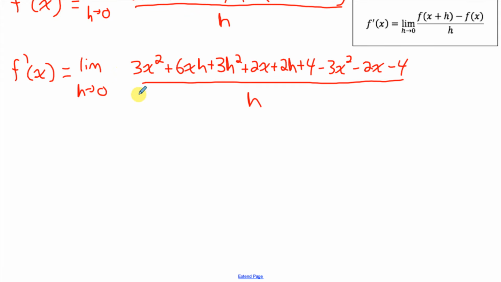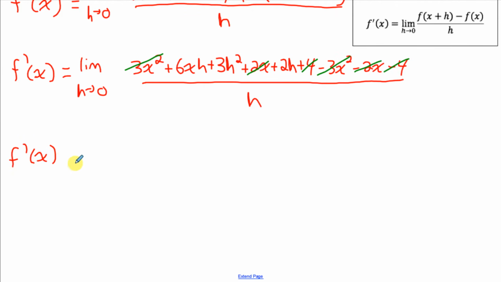Let's collect all our like terms and simplify as much as we can. And watch what happens. Every term that does not have an h should cancel out. I have a 3x squared minus 3x squared. That's 0. I have a 2x minus 2x. That's 0. I have a 4 minus 4. That's 0. All I have left are 3 terms in the numerator. There, there, and there. Do you notice what's the same between all 3 terms? They all have an h. So we could common factor that h out.